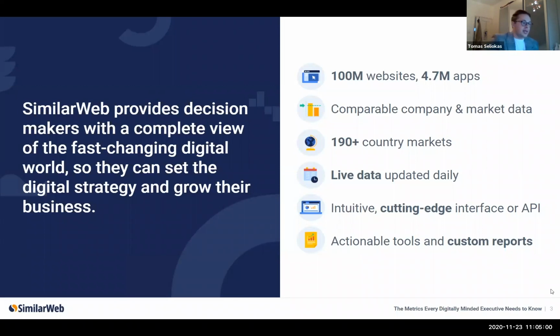In terms of scale, Similarweb provides data on 100 million websites, almost 5 million apps, and comparable company and market data. We also have data for more than 190 countries worldwide. One of my favorite things is that we provide a lot of live data that is updated daily, so you can look at some parts of our platform and know what happened just a couple of days ago. Then we also have actionable tools and custom reports provided to our clients.